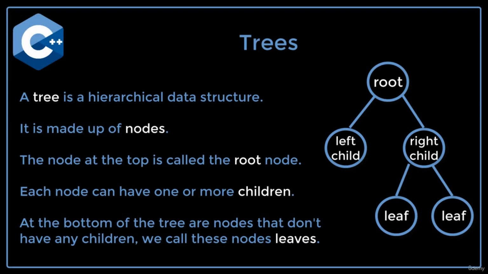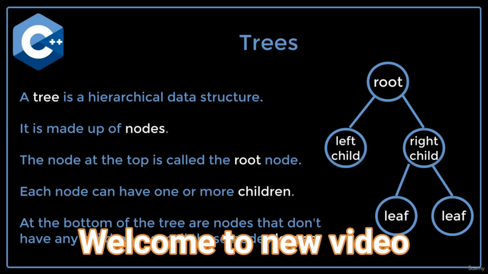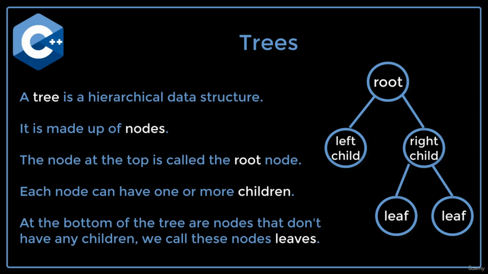In this video, we will learn about trees in C++. A tree is a hierarchical data structure. It is made up of nodes. The node at the top is called the root node. Each node can have one or more children. At the bottom of the tree are nodes that don't have any children. We call these nodes leaves.